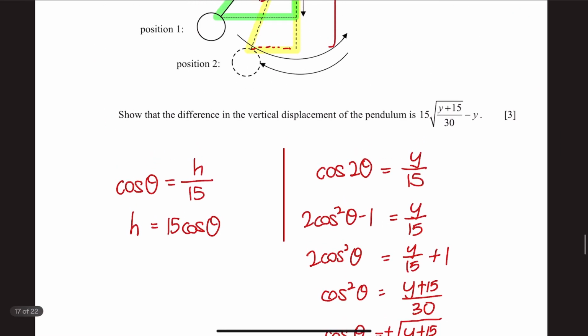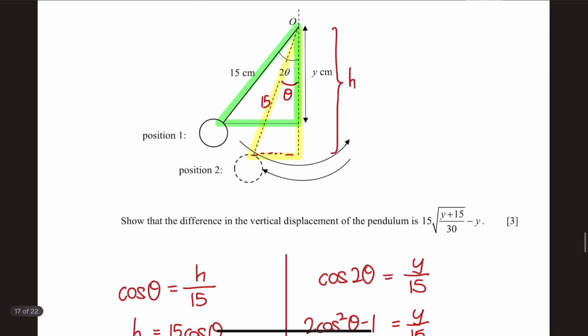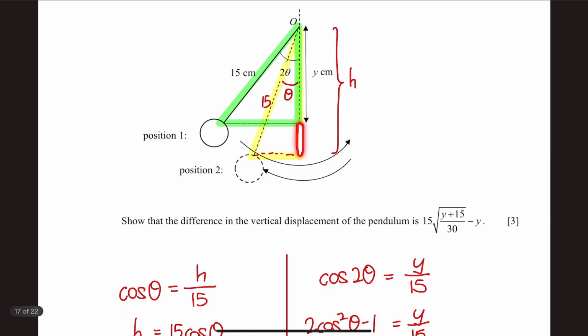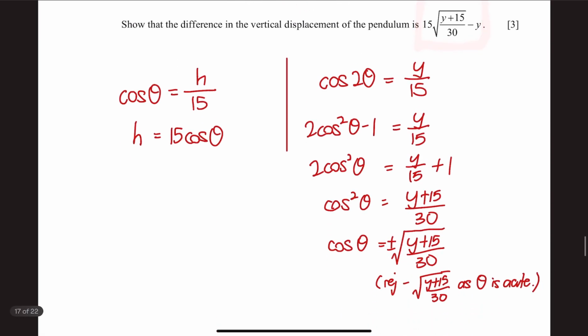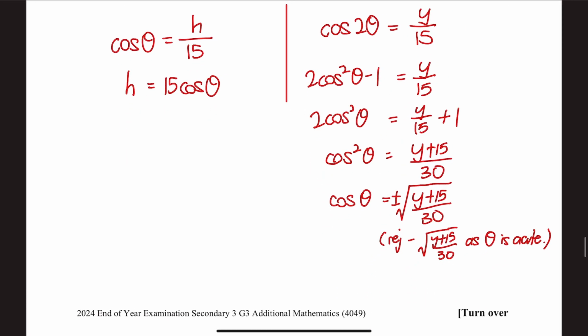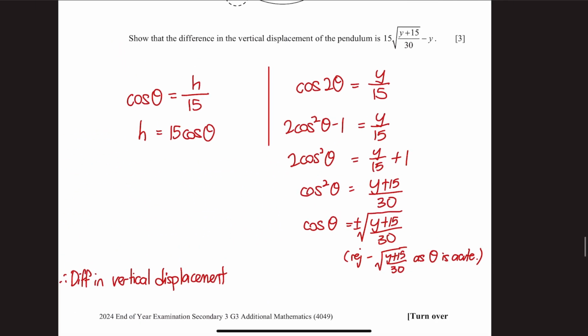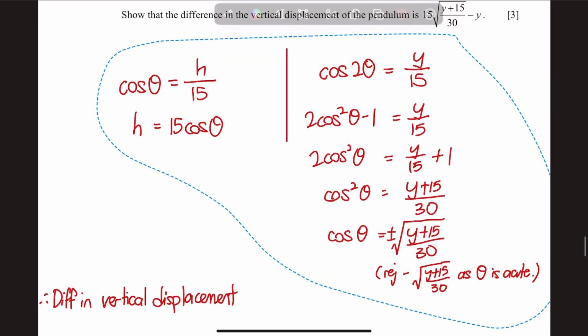Okay, the question is, show that the difference in vertical displacement. So show that this difference here is this expression. So therefore, the difference in vertical displacement. Okay, so maybe let me make everything else smaller. Over here I will reduce the size of this.